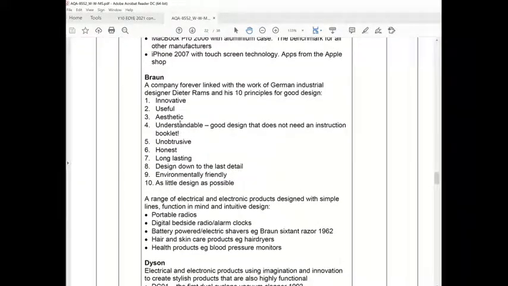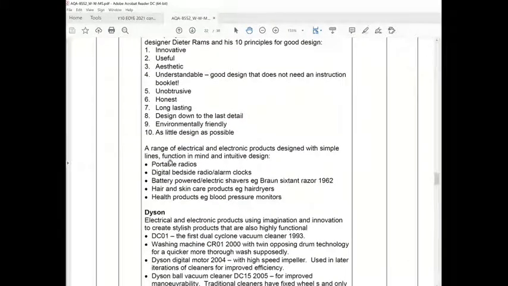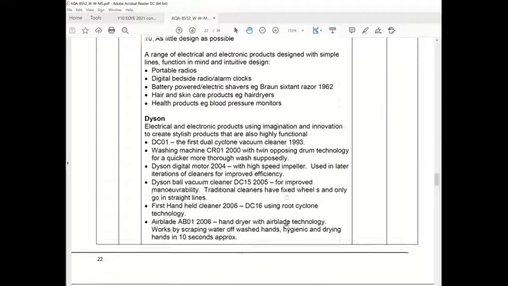And that, interestingly, doesn't talk about specific examples. That talks about general features: unobtrusive, honest, long-lasting, aesthetics, innovative, environmentally friendly. So it's got one here, sorry, Braun. I've got no idea what that is.